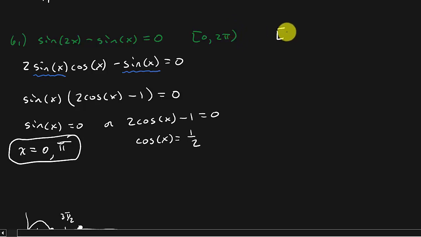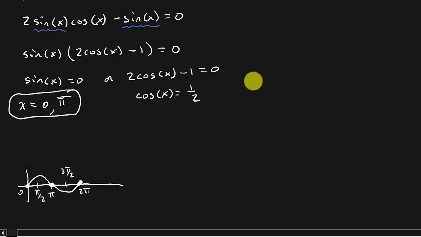Now, if they gave you this in the problem, then you would include the 2 pi. Okay, but that's not what they gave us. We have a parenthesis right here, so that means the 2 pi is not included. All right. Now, so we took care of the first one. Now let's look at the cosine x equal 1/2.